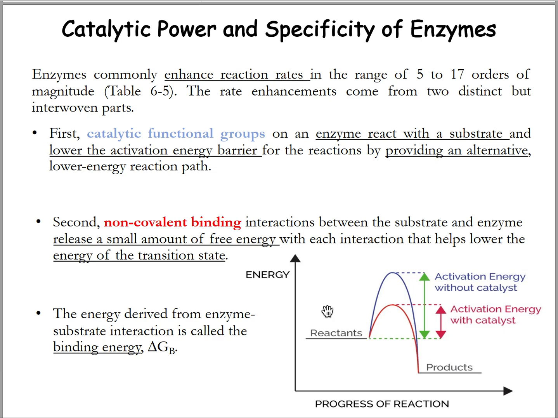Enzymes commonly enhance the reaction rate in the range of 5 to 17 orders of magnitude, and the rate enhancement comes from two distinct but interwoven pairs. The first one is the catalytic functional group on an enzyme reacts with a substrate and lowers the activation energy barrier for the reaction by providing an alternative lower energy reaction path. And secondly, non-covalent binding interaction between substrate and enzyme releases a small amount of free energy with each interaction that helps lower the energy of the transition state. And the energy derived from enzyme substrate interaction is called binding energy.